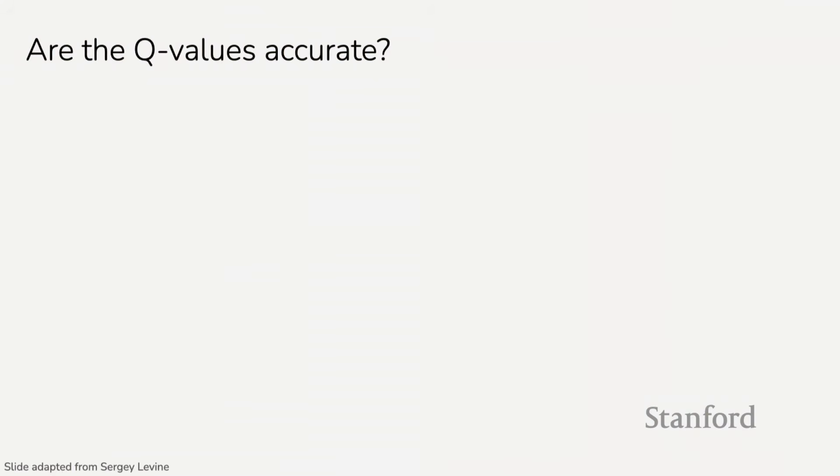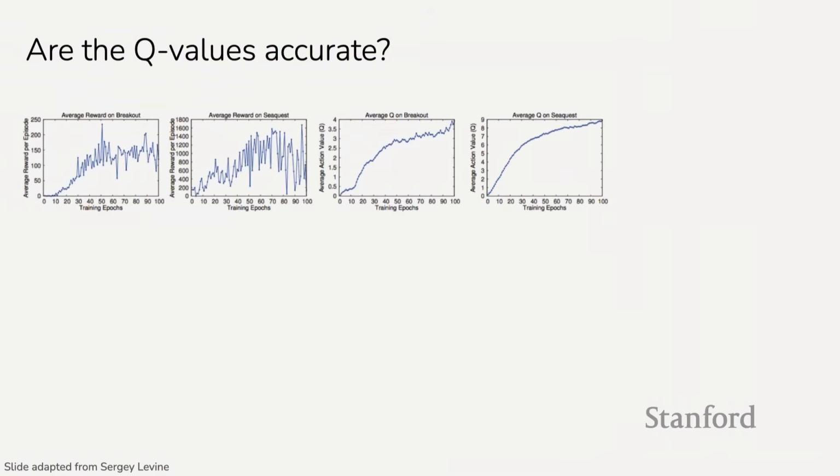Okay, so that's the first trick: use a target network that you only periodically update. There are two more things that make Q-learning work a lot better. The first one is actually looking at the accuracy of the Q value. If you plot the reward over training, the reward goes up, so that's good. This is the reward on the game of Breakout and the game of Pong. And if you also plot the Q values over the course of training, they're also going up. That's what you expect, because the Q value is representing your average reward. So that's good.